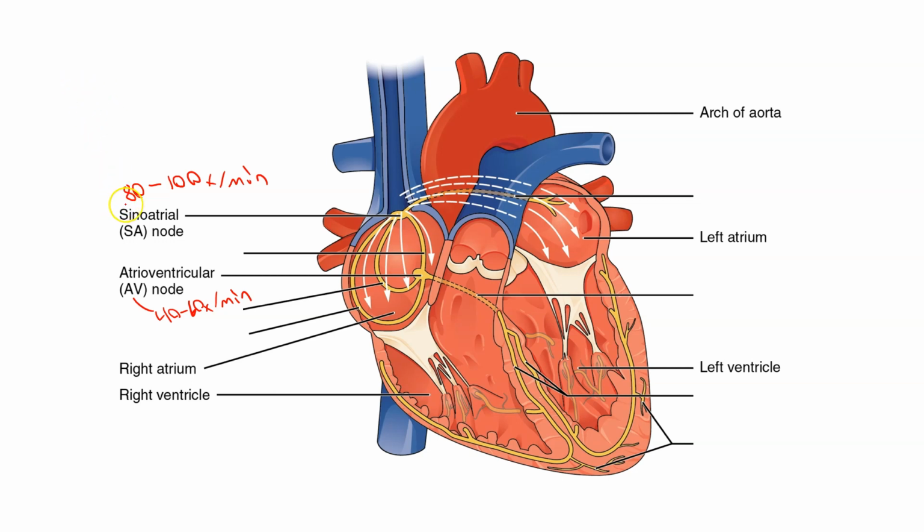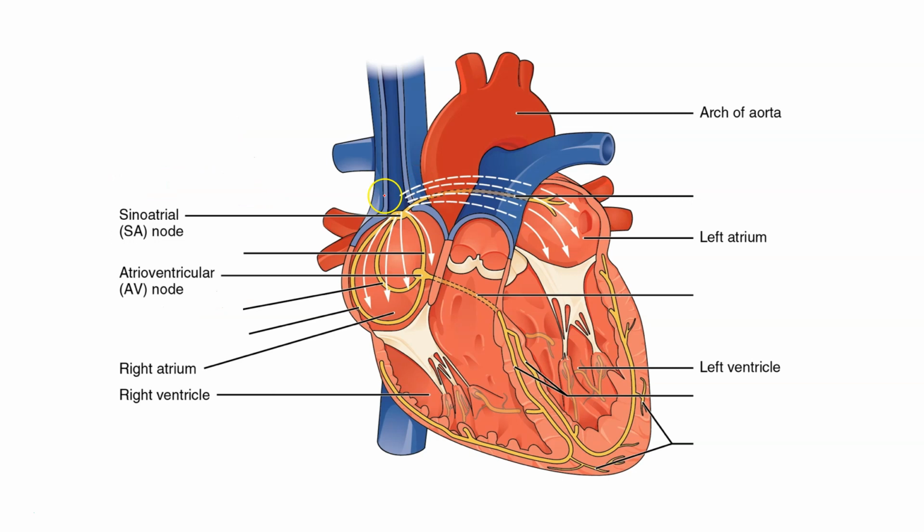So you might be wondering, well, wait a minute. If the SA node is the pacemaker of the heart, why isn't our resting heart rate 80 to 100 times per minute? That's a good question. The answer is that our heart is continually being slowed down, usually. So even at rest, there's a little bit of an extra influence on this node to slow it down so that it's not at its normal rate. And because of that, it ends up being more like 60 to 70 beats per minute.